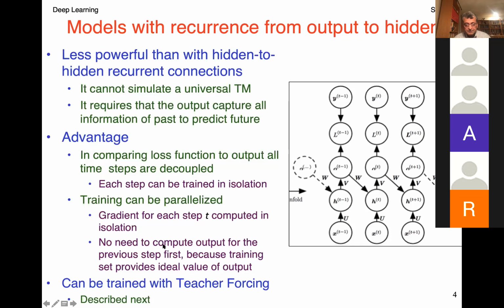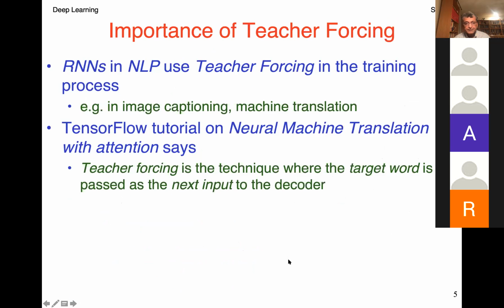And there's no need to compute the output for the previous step first, because the training set provides the ideal value of the output. So we know the ideal value of the output, and you don't need the previous output. No need to compute the output for the previous step first. All right. So we can just use each stage separately, and it can be trained with teacher forcing.